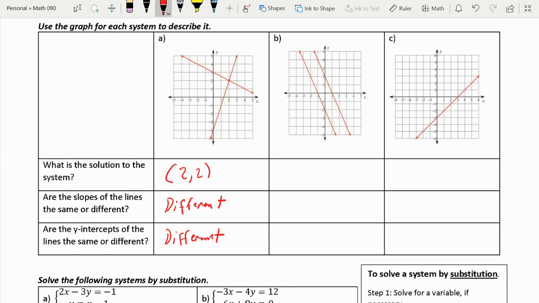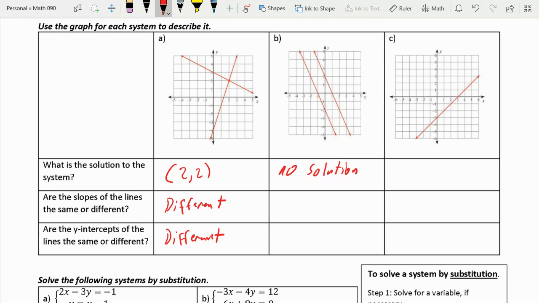All right. Part B. What is the solution of the system? Well, these two lines, do they cross anywhere? No, they don't. They're not touching or crossing. So, what is the solution of the system? There's no solution.